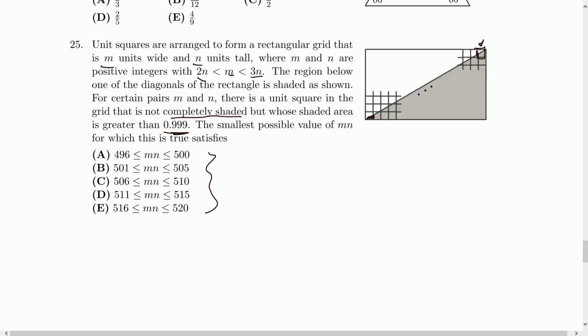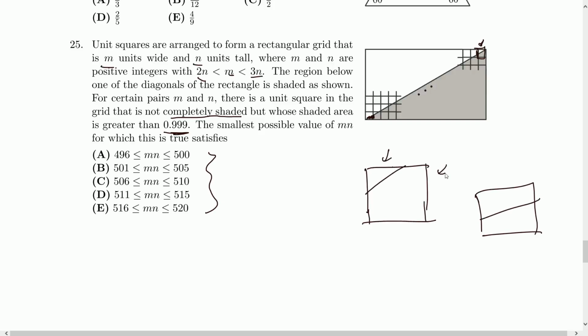So we just need sort of a square that is split in some way, maybe a triangle, or I guess there are other possibilities we could have here, but we sort of need the ratio in this area and this area to be greater than 999 to 1. That sort of a thing.